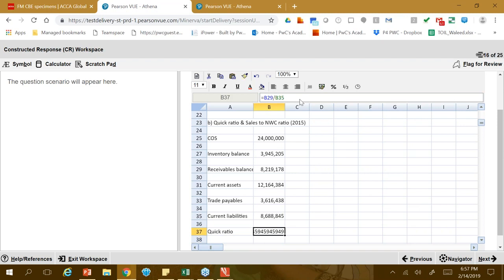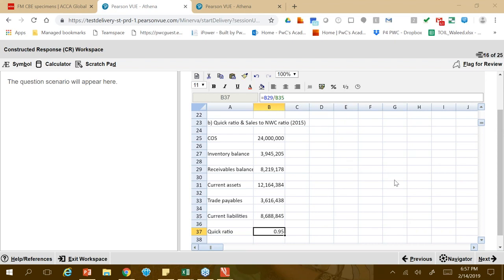Well done to all those who picked this. The quick ratio would now be 0.95 because we have to exclude the inventory. Yeah, 0.95 times. Well done. Current assets minus inventory over the current liabilities. Now we're done with the quick ratio.